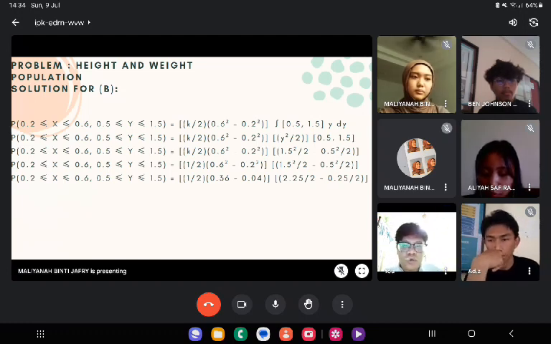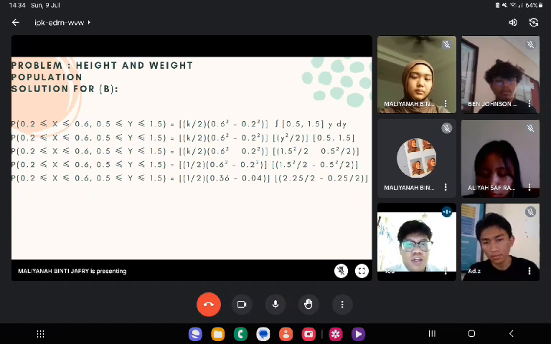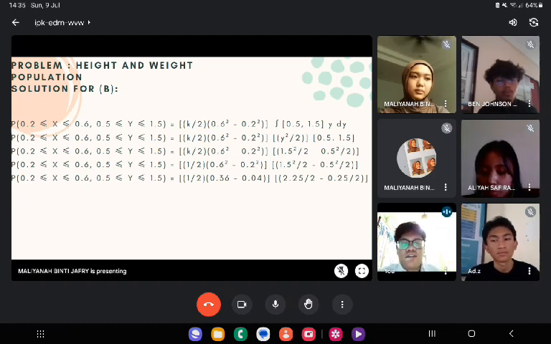Then after that we solve it, and we will get the answer 1 over 2 times 0.36 minus 0.04, and 2.25 over 2 minus 0.25 over 2.